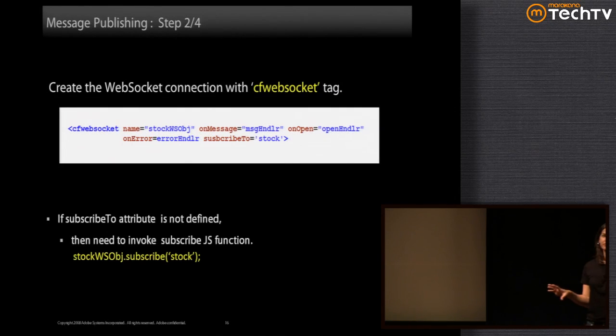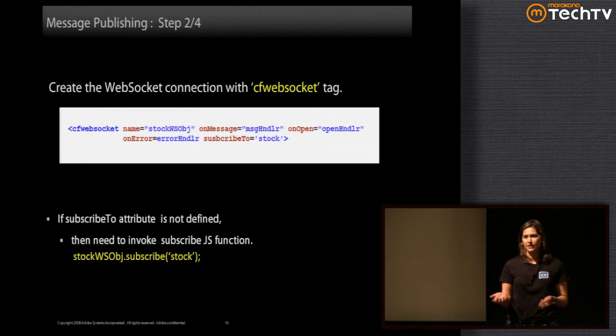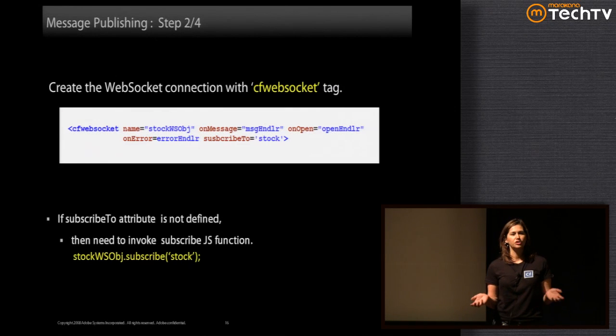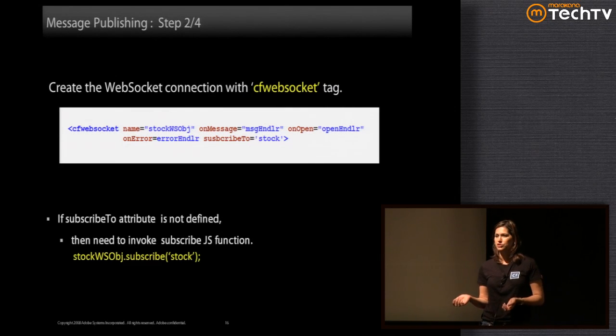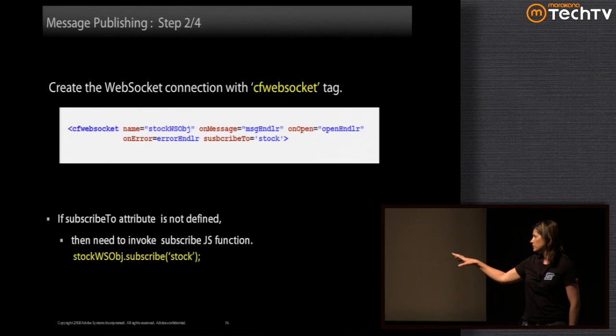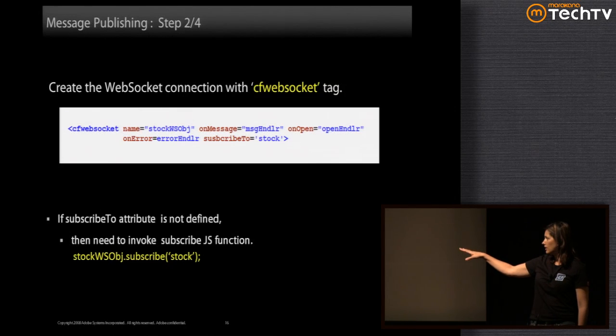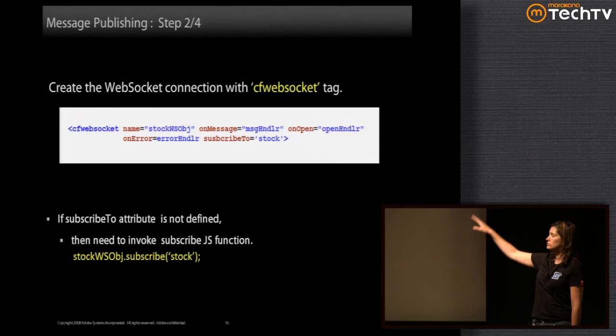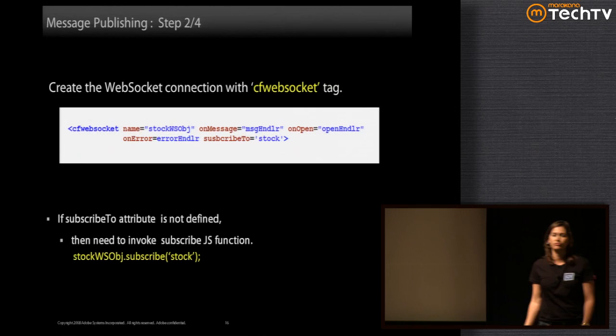If you do not want the default functionality, let's say you have some type of header information that you want to pass in, a custom header, or some arguments that you want to pass in with the subscription, then you would use the JavaScript subscribe method below here instead of using the default subscribeTo in the CF WebSocket tag.